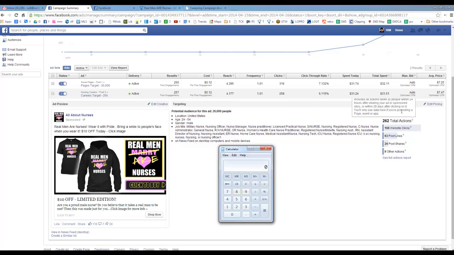So again, let's see. I wanted to see how much my cost per click to the actual website is running me. So $31.51. And we'll divide that by the number of clicks to the actual website, and that is 63. Ouch. So on this particular ad, it's costing me 50 cents per click to the website. That's expensive. That's really expensive.